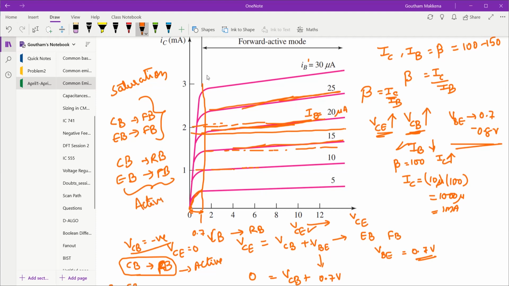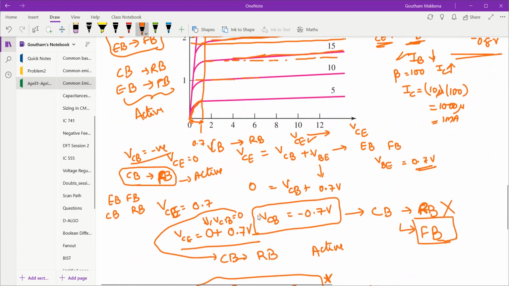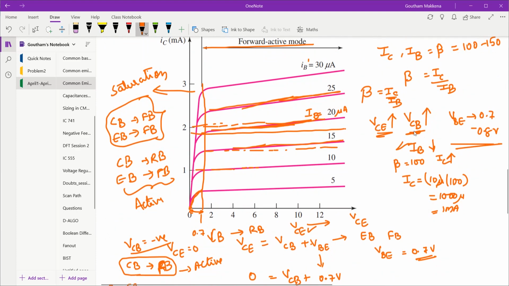So in the output characteristics of the CE configuration, you have two modes. This is the active mode, when VC is above 0.7, and when VC is between 0 and 0.7, both junctions are forward biased. Your transistor is said to be in the saturation region. All these formulas do not apply anymore, that is, the common emitter current gain beta and the common base current gain alpha don't apply anymore.